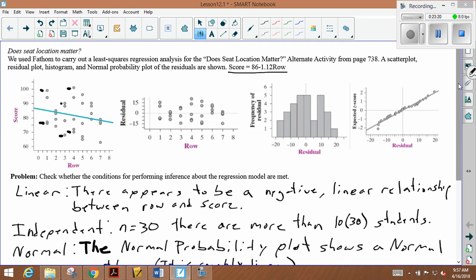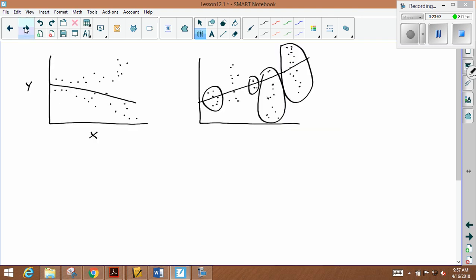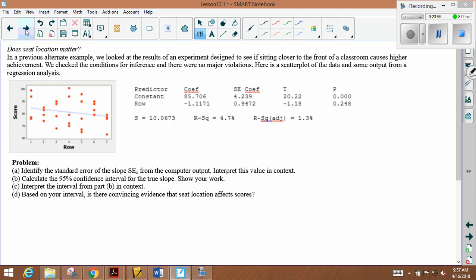And then more importantly, interpreting our slope. We expect that for each increase in row, there should be a 1.12 decrease in test score, right? So that's the way we would interpret that in context. All right. You get a lot of stuff. And now we're here. Okay.